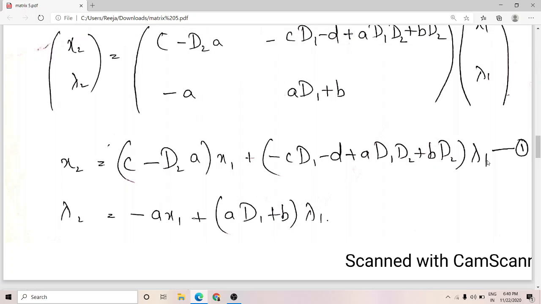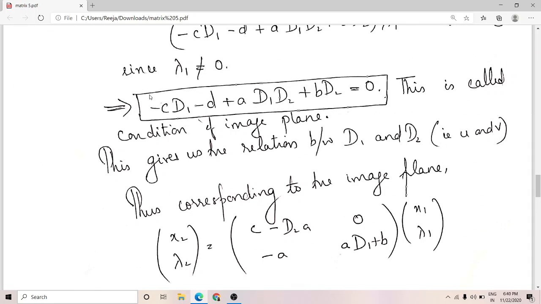Here, lambda 1 cannot be 0. So, who should be 0? The terms inside the bracket must be equal to 0. So, we get minus C capital D1 minus D plus A D1 D2 plus B D2 is equal to 0. This is called the condition of the image plane. So to obtain the image plane, always minus C D1 minus D plus A D1 D2 plus B D2 must be equal to 0. Now this equation gives us the relation between D1 and D2.